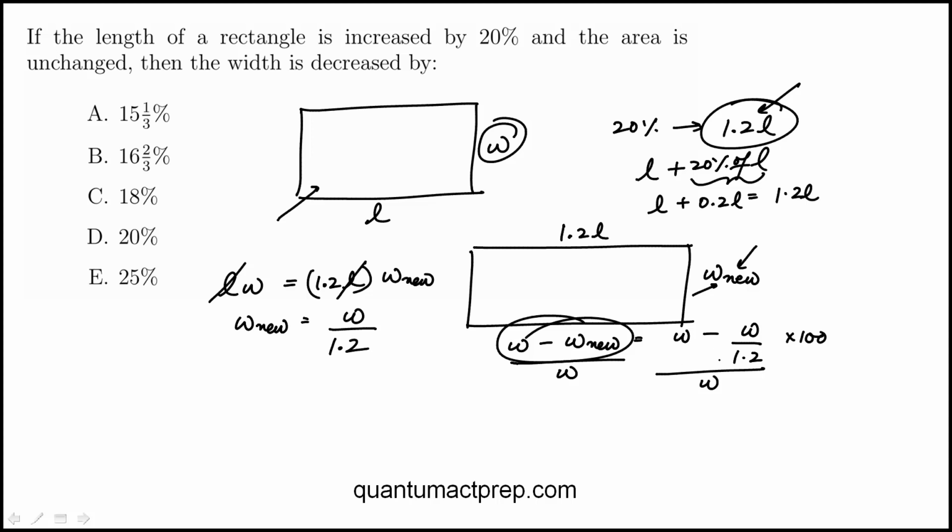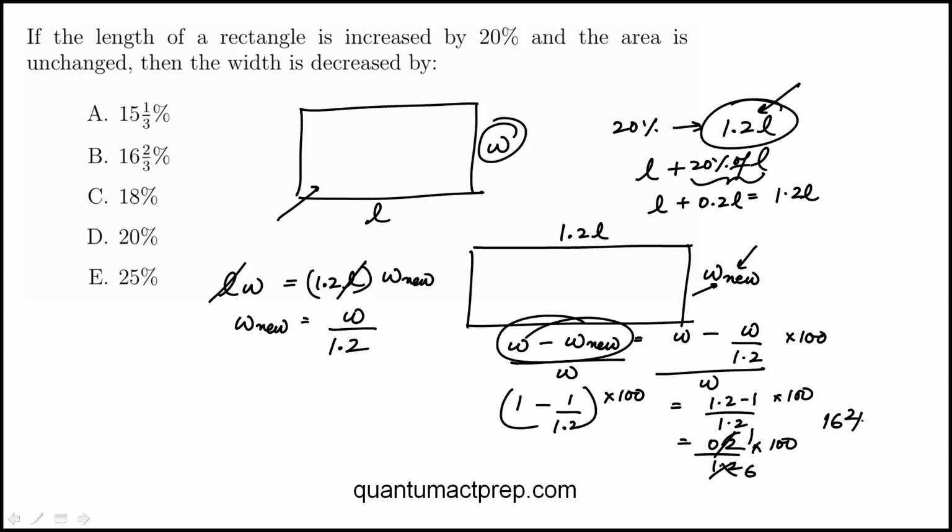And so I just have to simplify this. The W's will drop out. It's going to be 1 minus 1 over 1.2, times 100. And then we can write this as 1.2 minus 1 over 1.2 times 100, or 0.2 over 1.2. You can use a calculator at this point. So it's really 1/6, which in percentage is 16 2/3%.